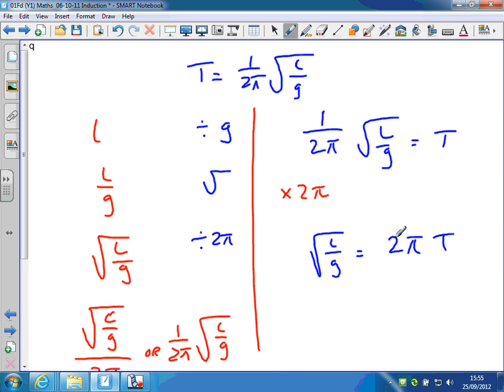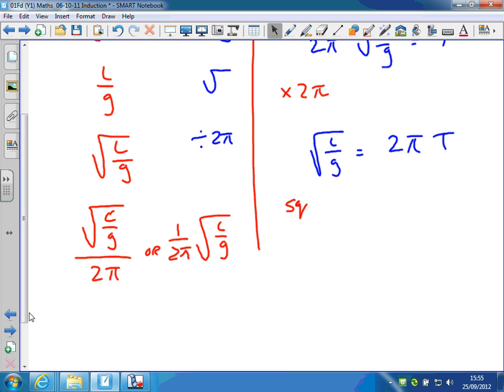Now I undo divide by, I've done that, I undo square root by squaring, so I square both sides. And I get L over g equals 2 pi T squared. Square both sides. And finally, multiplied by g.